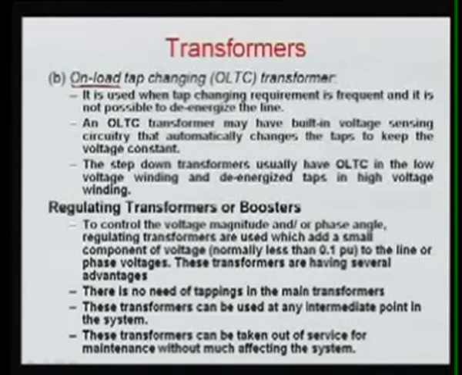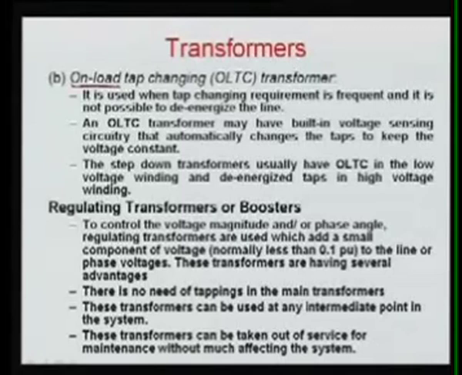So, in those cases we use the online tap changing facility that is built in, and there is a voltage sensing circuitry that automatically senses the voltage, and based on that it changes the taps to maintain the voltage of that bus. Wherever you are sensing the voltage, it tries to maintain that voltage at its regulated, at its control value. The step down transformer usually has the OLTC in the low voltage winding and de-energized tap in the high voltage winding.